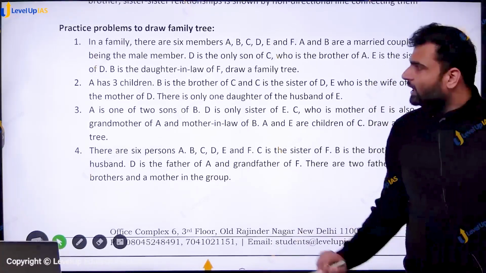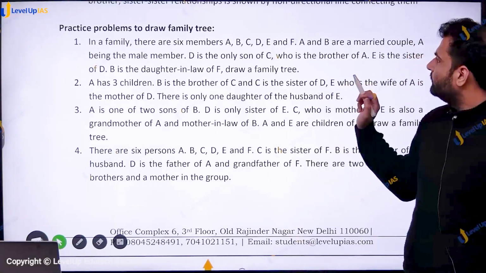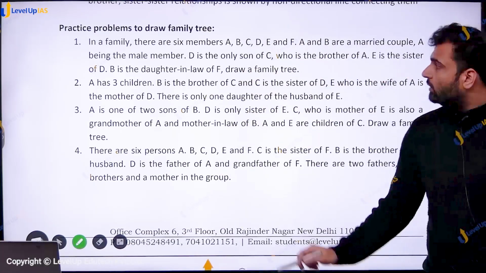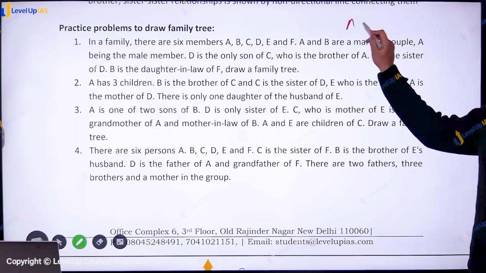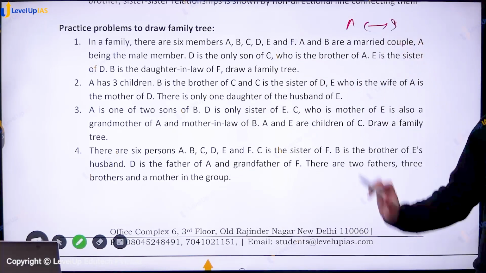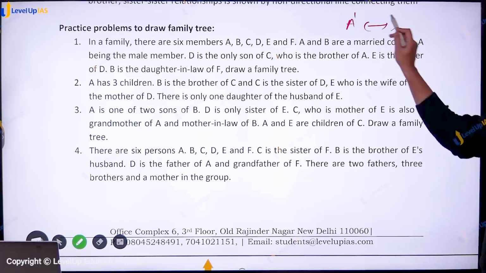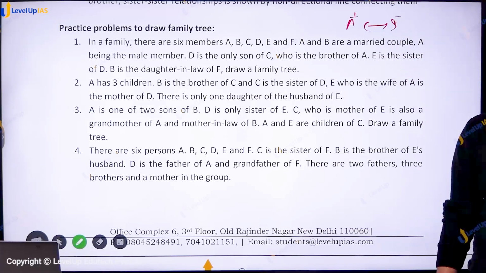In a family, there are 6 members A, B, C, D, E, F. A and B are a married couple. ठीक है. A and B are a married couple, so we will show them with a bidirectional arrow. A being the male member, B will be female, right?